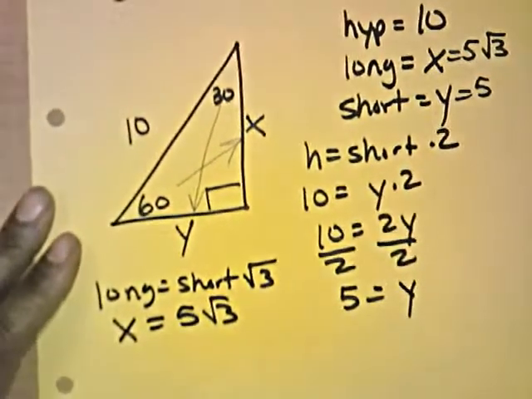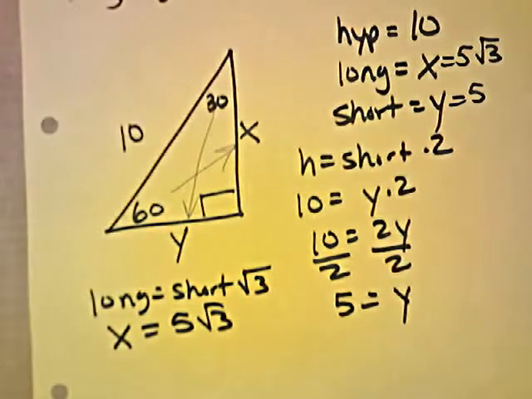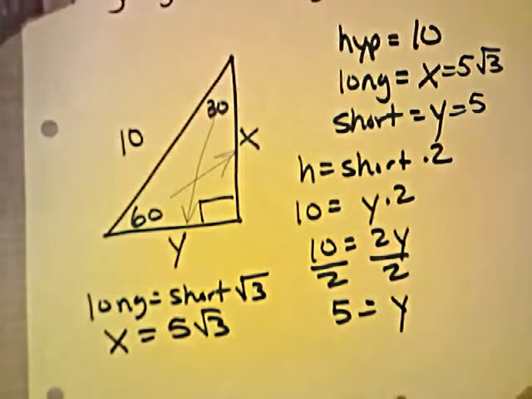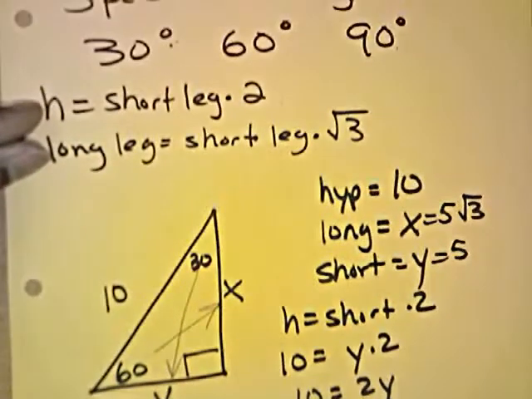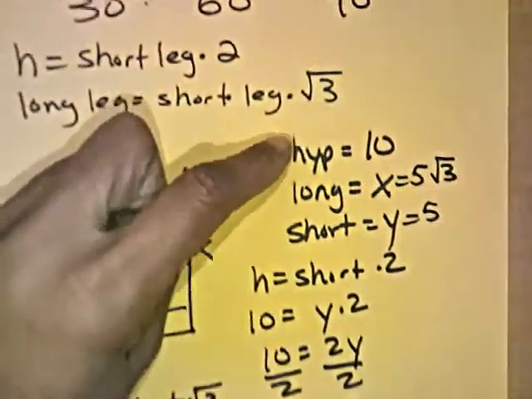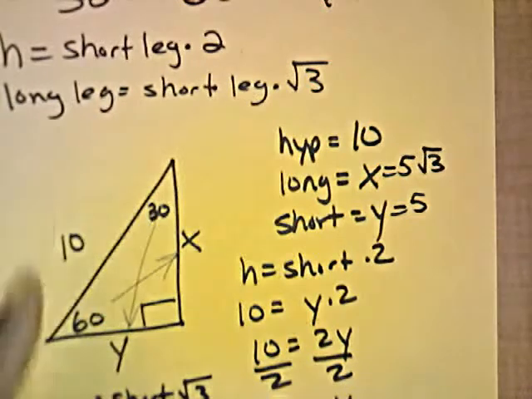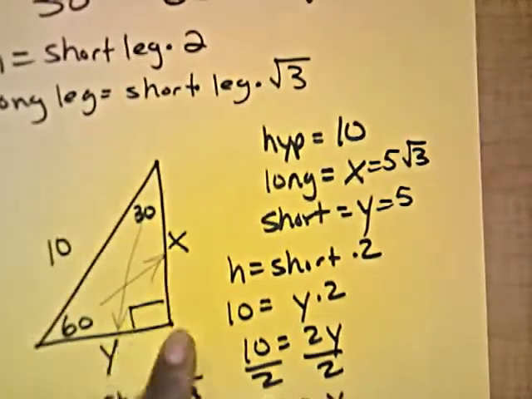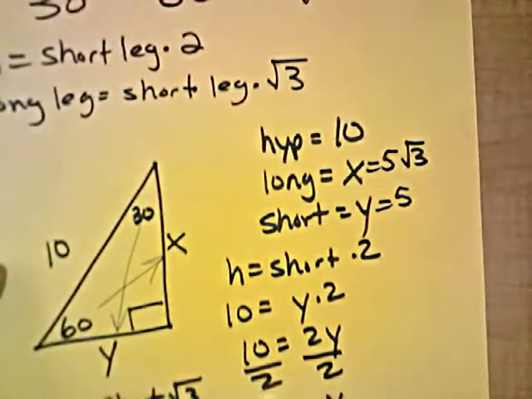Okay? That's how you find those. So you have to first identify your formulas. Then you write down the hypotenuse, long and short. You figure out from your picture which is which. Okay? Let's do a couple more.